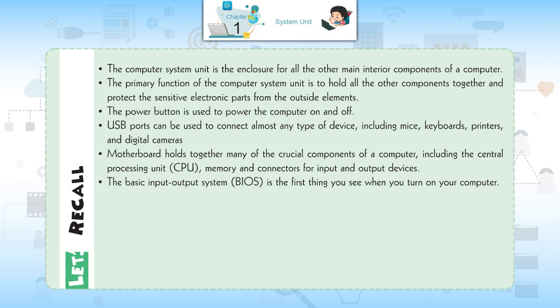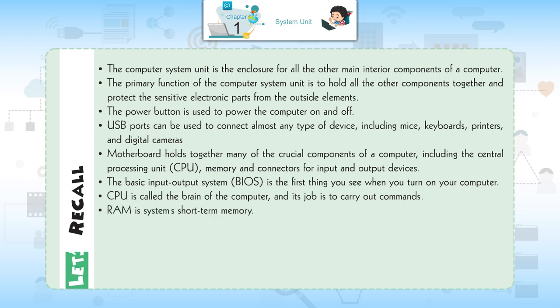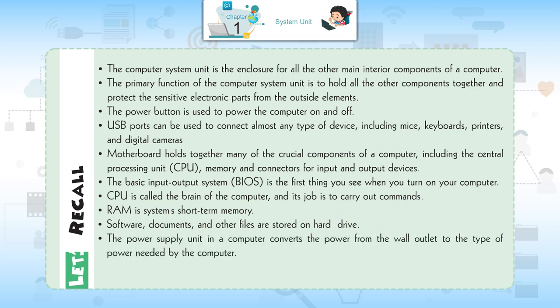The basic input-output system, BIOS, is the first thing you see when you turn on your computer. CPU is called the brain of the computer, and its job is to carry out commands. RAM is a system's short-term memory. Software, documents, and other files are stored on the hard drive. The power supply unit in a computer converts the power from the wall outlet to the type of power needed by the computer.